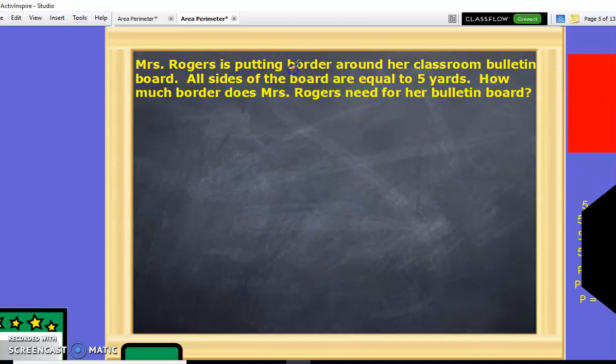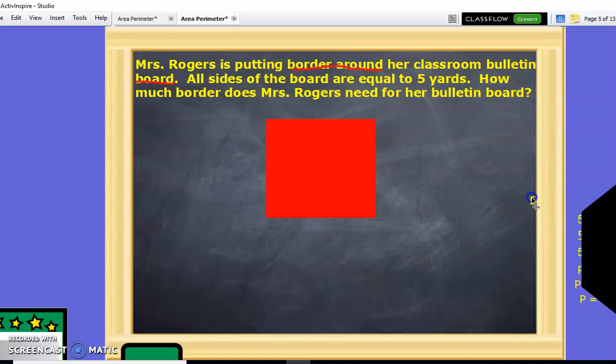The problem says border around. These are clues. Board. Those are clues to tell us that this is a perimeter problem. So first, we're going to draw our figure, which is a square, because the problem says all sides of the board are equal to 5 yards.